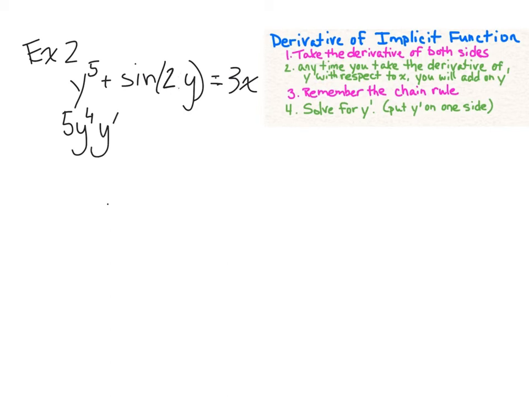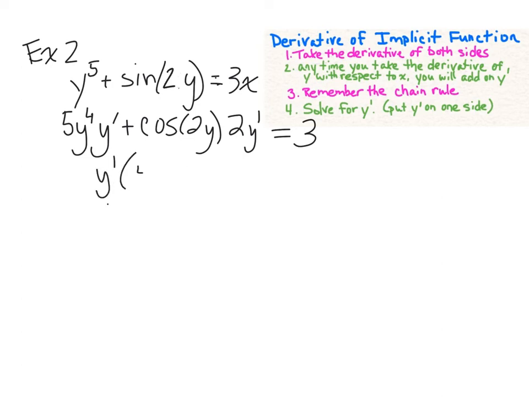The derivative of sine is cosine of exactly what's there. Now times the derivative of the inside, which is 2y prime, and that's going to be equal to the derivative of 3x, which is 3. Now again, remember we need to get our y primes on the left side, and yay, they already are. So we can factor out the y prime, and we're left with 5y to the 4th plus 2 cosine of 2y, and that's equal to 3.